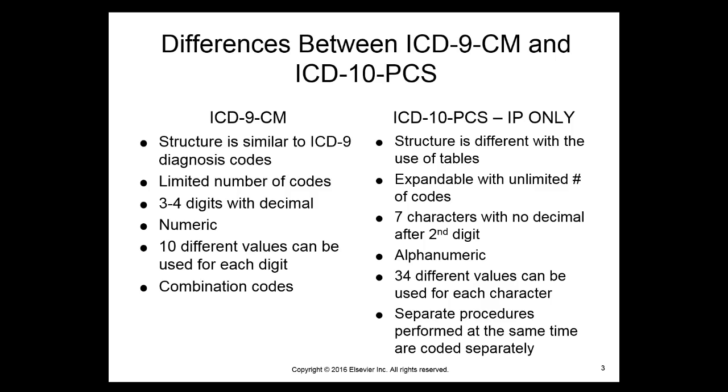In ICD-10, the structure is completely different. All codes are 7 characters. There are no decimal points used in the codes at all. They are alphanumeric, so you have to be careful when you're writing your codes that you can distinguish between different characters that look very similar.